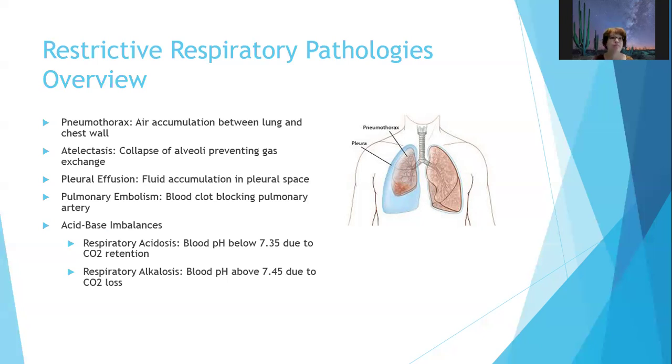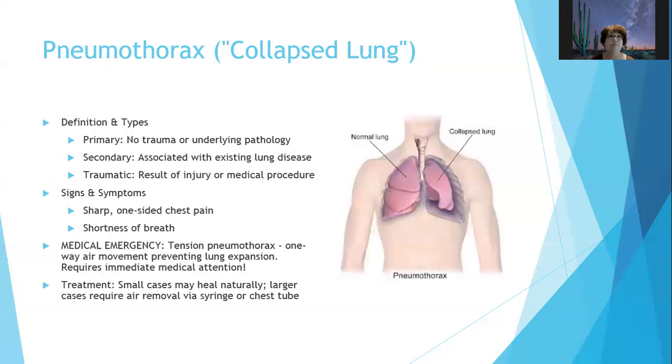That's never good. And even though they're not restrictive in this section, we are also going to talk about acid-base imbalances. So respiratory acidosis is where your blood pH is below 7.35 due to CO2 retention. And respiratory alkalosis is where your blood pH is above 7.45 due to CO2 loss. And we'll talk about why those happen. So respiratory alkalosis is more common with restrictive pathologies, and acidosis is more common with obstructive pathologies, but we'll talk a little bit more about that.